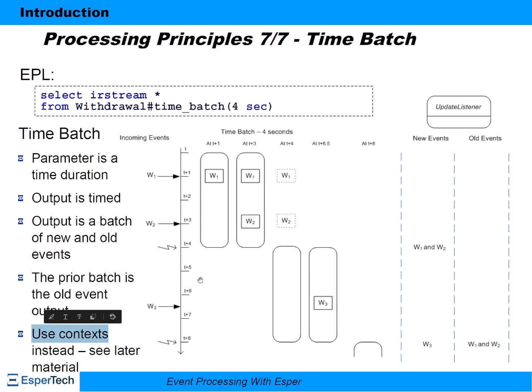So, in this example, the output of the time batch window of 4 seconds is all events that arrived in the last 4 seconds, and all events that arrived in the previous to last 4 seconds. The picture on the right side is for illustration.